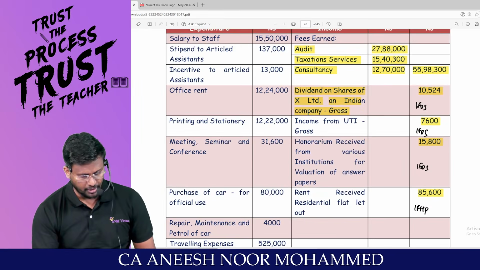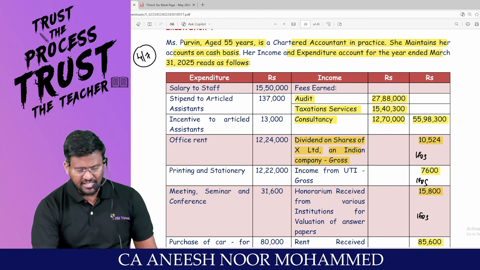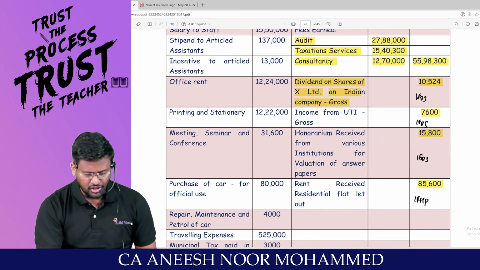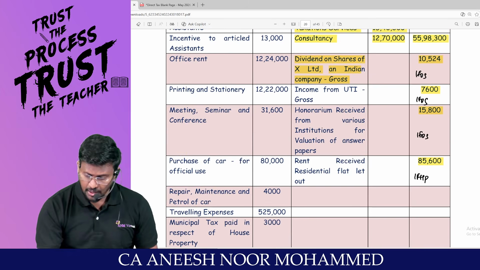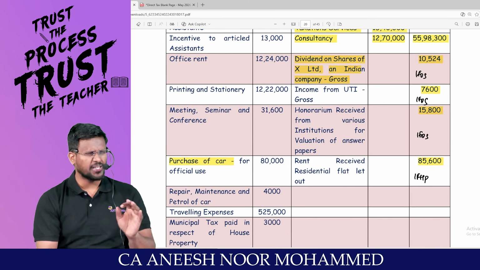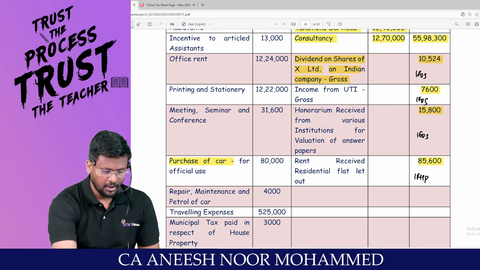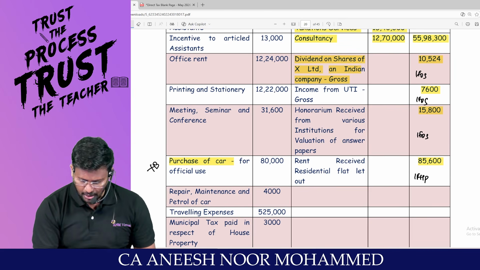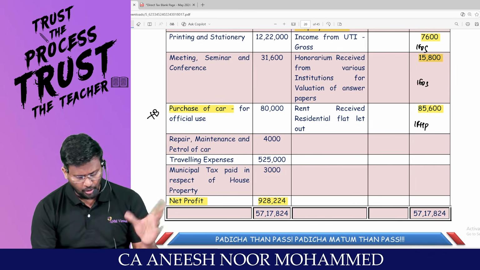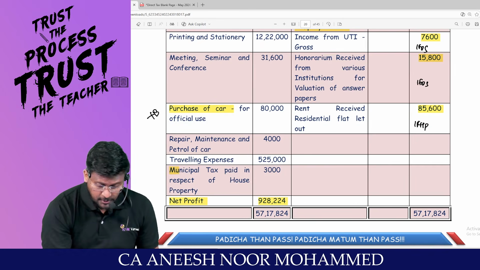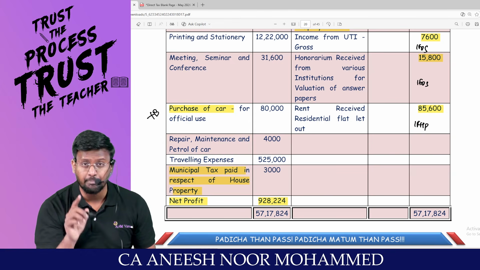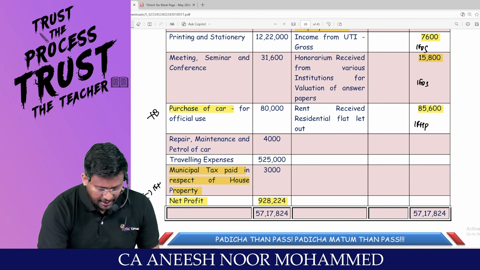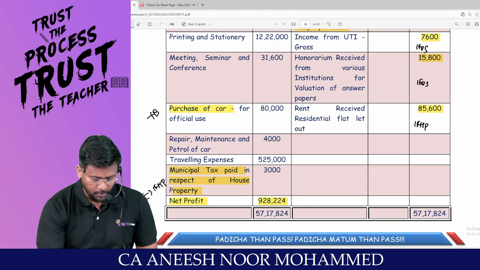This is a wrong net profit. Salary to staff, stipend to article assistant, incentive to article assistant, office rent, printing and stationery, meeting, seminar and conference, purchase of car. Is purchase of car revenue expenditure or capital expenditure? So it should be added back. Plus you have to provide depreciation on the motor car. Am I right? Repair, maintenance and petrol of car, traveling expense, municipal tax paid in respect of house property. This is an impurity for PGBP, should be added back, and you can reduce it under the head income from house property.